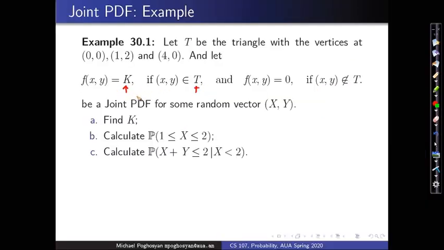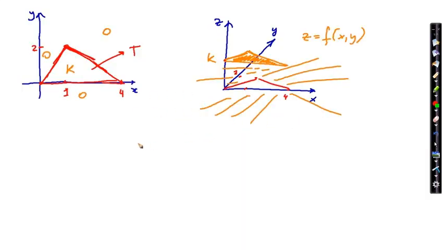Okay, so what is our problem asking? Assume that f is a joint PDF for some random vector (X, Y). First find k. So let's move to our picture. How will we find that k? We need to remember that the integral of our f over R2, over the plane, is 1. That is, the volume under that surface of f is equal to 1. And because everywhere else except this triangle f is 0, we will be left with the following volume.